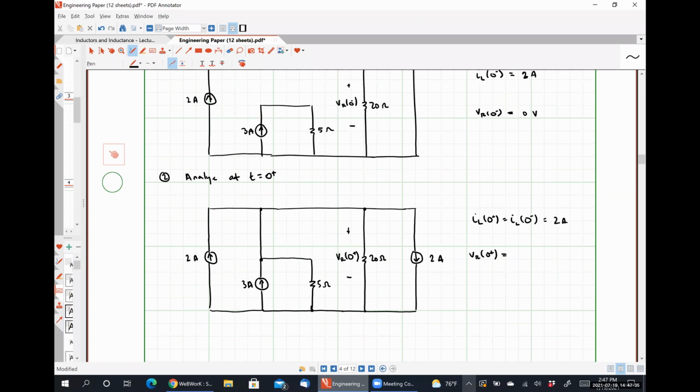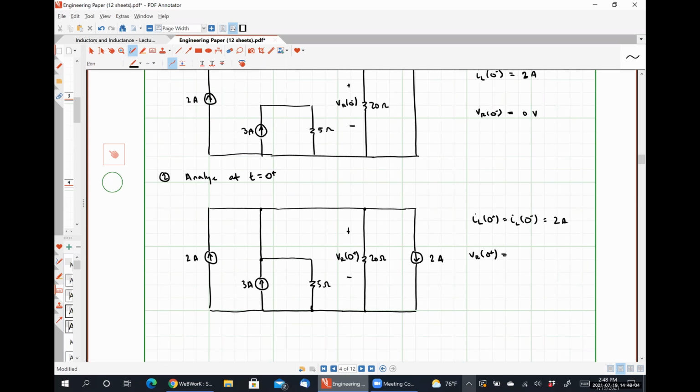How would we figure out what VR at 0 plus is? Wouldn't the current still go through the short? But that's not a short anymore. That's a current source. Right. 2 amps is flowing down through that rightmost branch, but now we have other things to take into account.